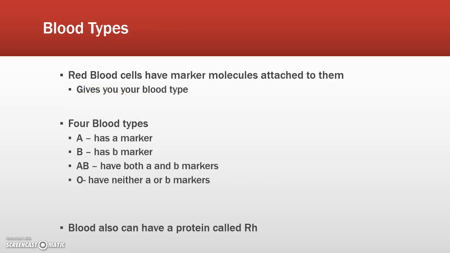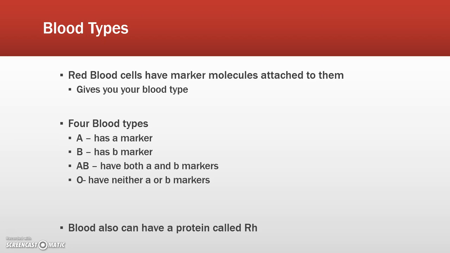So the last thing I want to talk about, and what we're going to do in the lab tomorrow, is blood types. So red blood cells have marker molecules attached to them, and that gives you your blood types. So there are four basic blood types. We have A, which has the A marker protein, B, which has the B marker protein, AB, which has both, and O, which has neither.